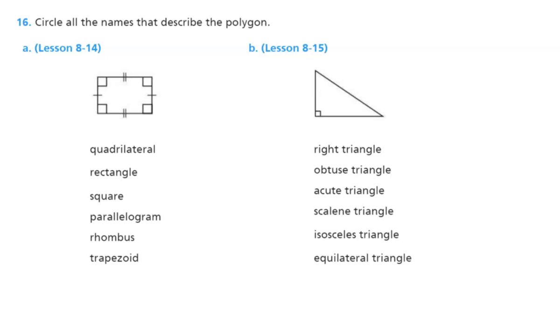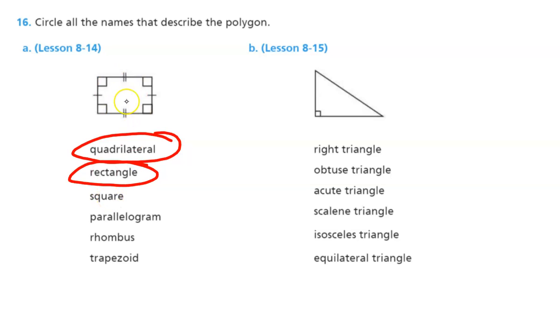Number 16 wants you to basically circle the names of anything that these could be. So they're giving you a lot of information here. So first of all, I can tell that this has 4 sides. So I automatically know that it's a quadrilateral no matter what. Now next it wants to ask me if it's a rectangle. Well, in order for it to be a rectangle, it needs to have 2 sets of parallel sides. And it needs to have 2 sides that are the same length. So that's the same as that, and that's the same as that. And then finally, it has to have 4 90-degree angles. So yes, this is a rectangle.